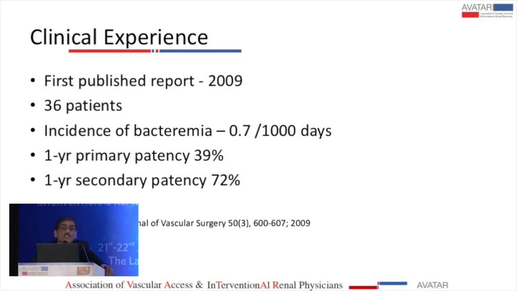So the first published report was in 2009 with experience from 36 patients. And in these patients, the incidence of bacteremia was very low, very similar to what we generally see with AV grafts. And the primary patency was low, 39%, and these accesses require frequent interventions to keep them patent, and the secondary patency in the first report was about 72%.